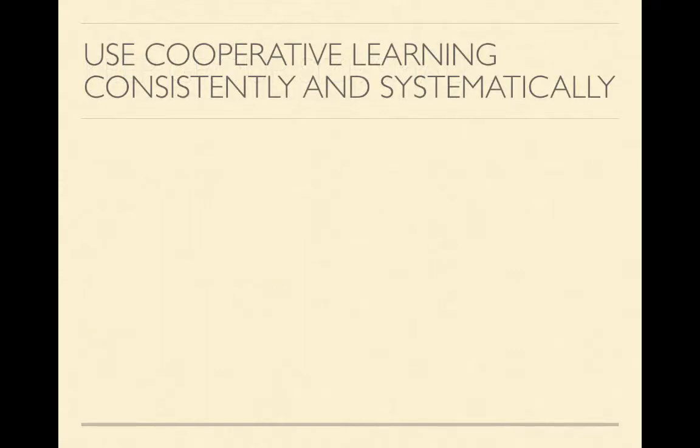The third key to keep in mind with cooperative learning is to use it consistently and systematically. It takes students some time to learn how to function effectively in cooperative groups. So if you only do it sporadically, they're not going to be as effective. Students are going to have to spend time trying to figure out again what the various group roles are, how to keep discussions on topic, and so on.